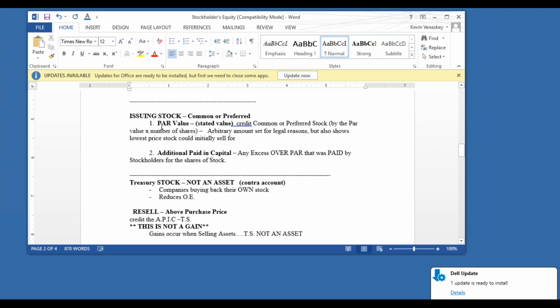So par value, we're always going to set our common stock or preferred stock at this initial price, and we'll see that. I'm going to show you an example here in just a second. Once we look at this additional paid-in capital, we're going to kind of flip back and forth with our example.